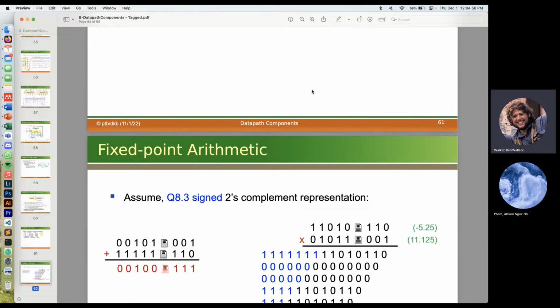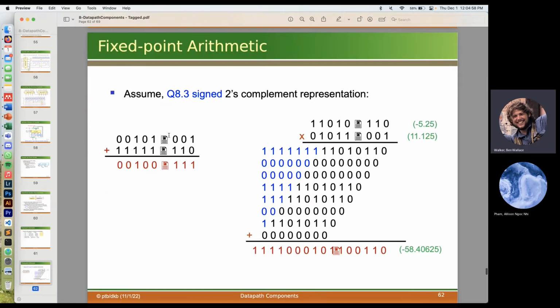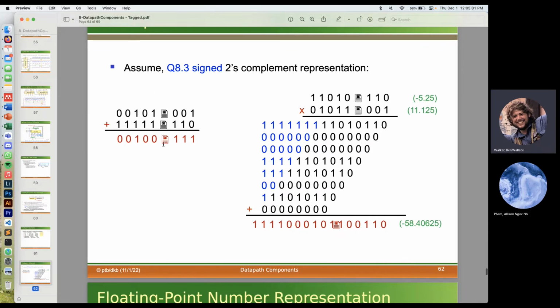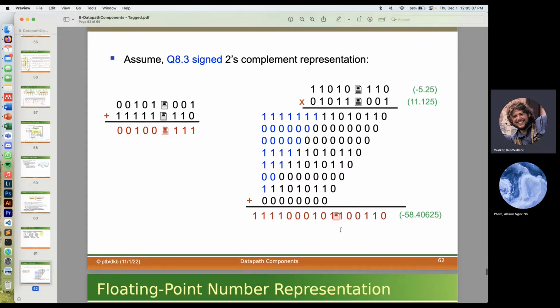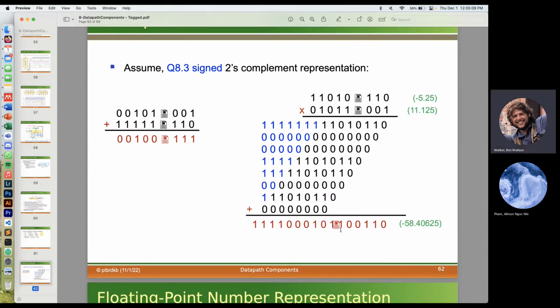So it's the same thing for multiplication. We just line up the decimal points. And when we're done, we have to add up the decimal points and do rounding if we want to put it into the same number of bits. You pad with the most significant bit, right? Sorry? You pad with the most significant bit.